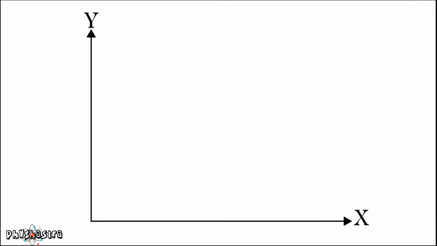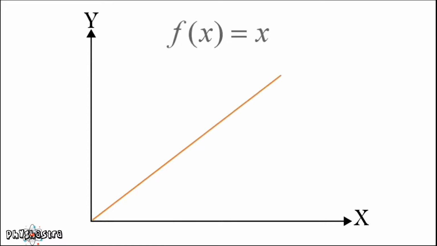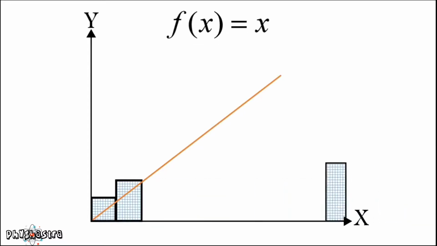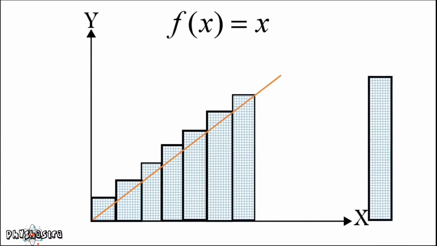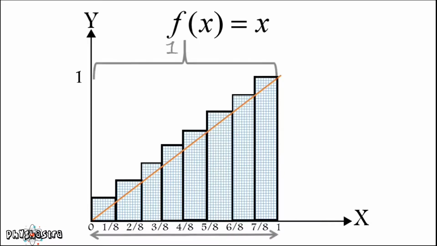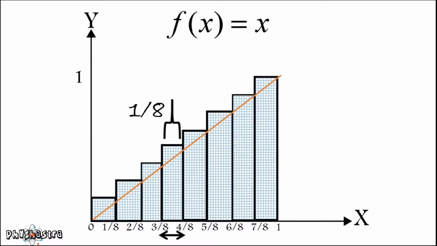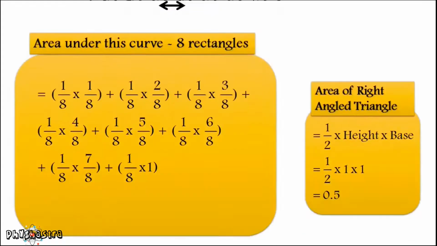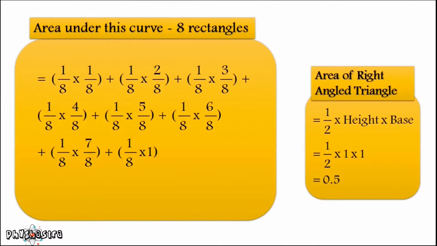Now, trying 1 by 4th blocks did not work so well. I will raise the stakes by adding 8 blocks for this length 1. This time each block is similar to before, but it will have the width 1 by 8. We now proceed by finding the areas of the rectangles. So we have 8 rectangles with varying heights from 0 to 1.